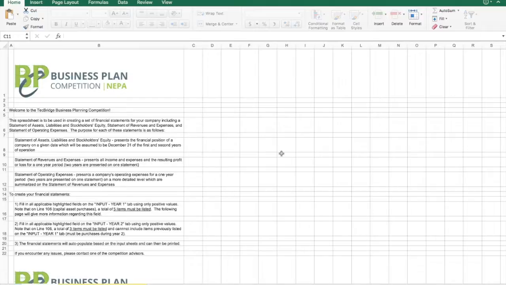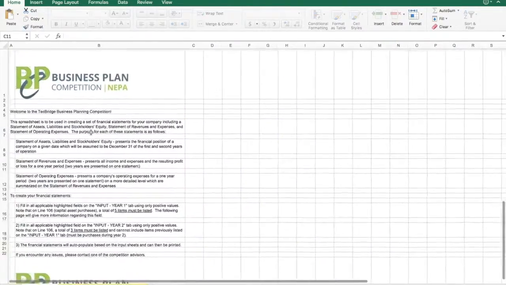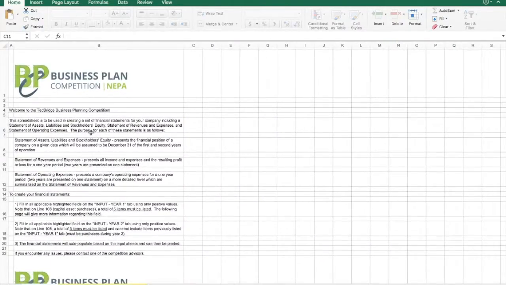When you download it, it's going to ask you if you want to enable macros or disable the macros. You must enable the macros in order to have all of the formulas work out correctly. So make sure that you enable the macros. The first sheet is just some instructions that you can browse over. Most of this we're going to cover in this video series anyway.